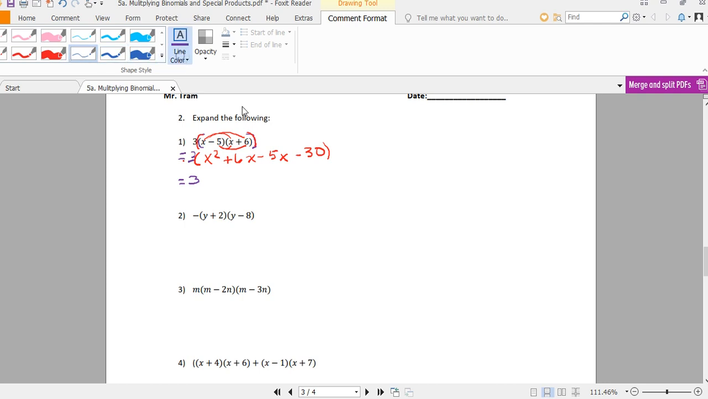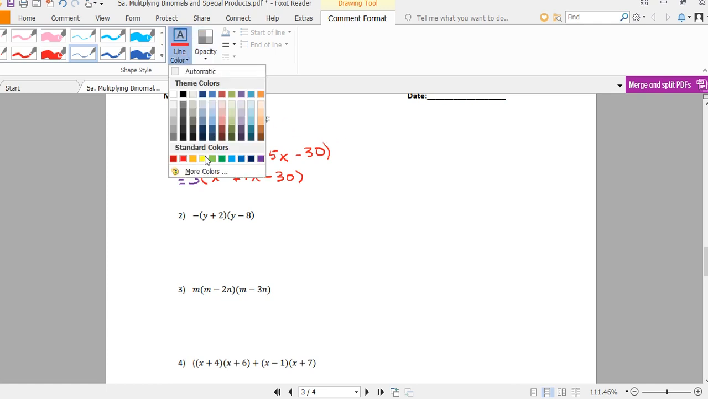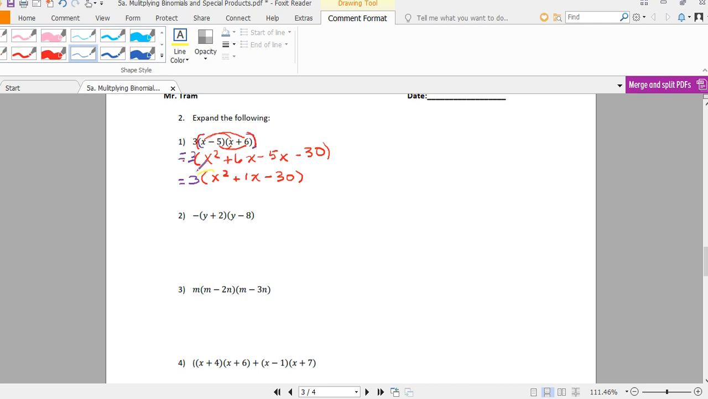Let's go back to my red. So what would I have in here? I would have x squared. So plus 6x minus 5x will give us 6 minus 5, so plus x, or plus 1x. You don't necessarily have to include the 1, but I'm going to anyway. Plus 1x minus 30. Okay? Now your last step is then to expand that 3 into every term, which means this 3 is then going to be multiplied with that, by that, and that.